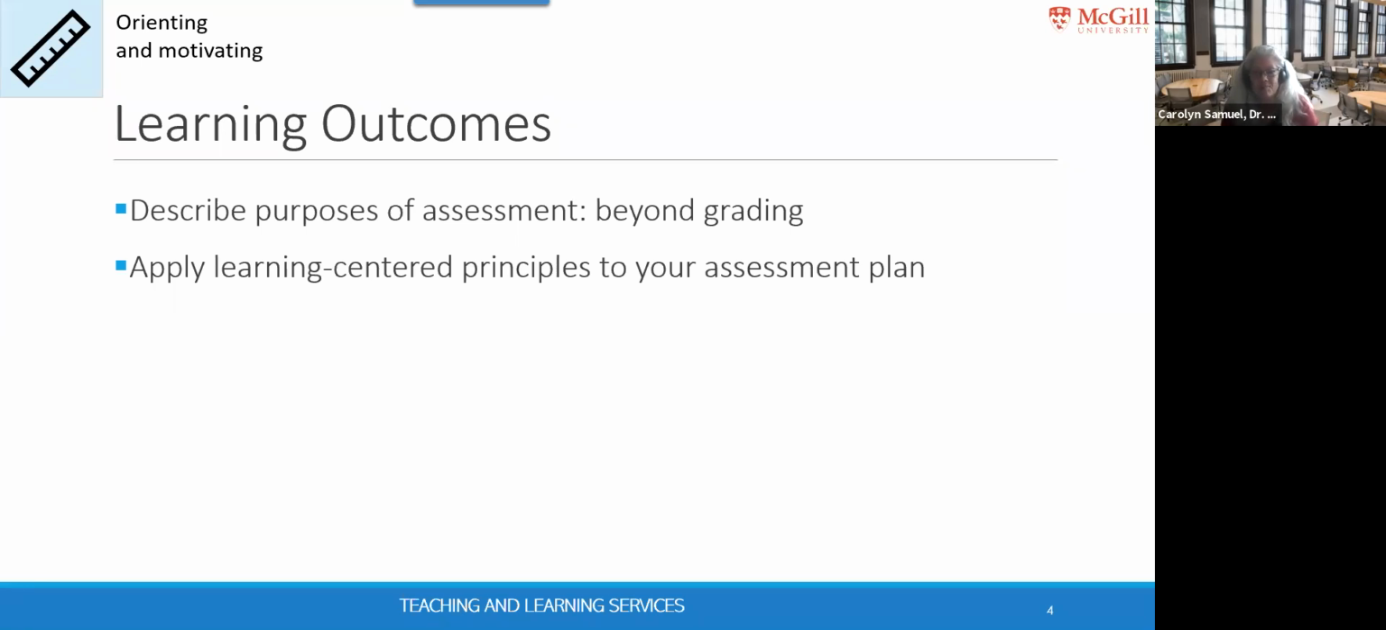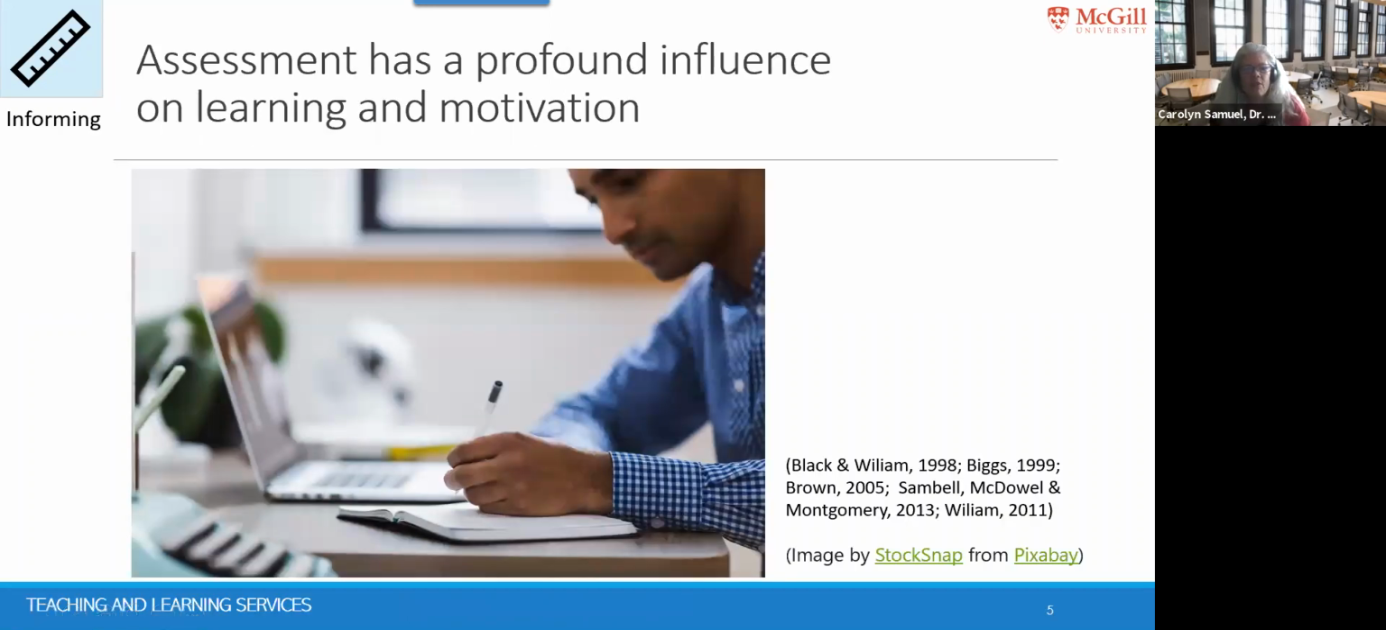So with those two outcomes in mind, I'm just going to change the slide here. We are going to start with an assertion. And this assertion is that assessment has a profound influence on learning and motivation.